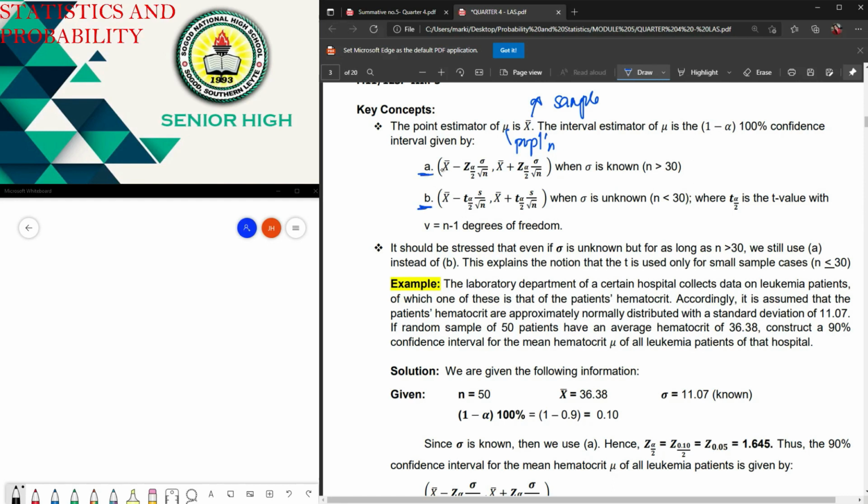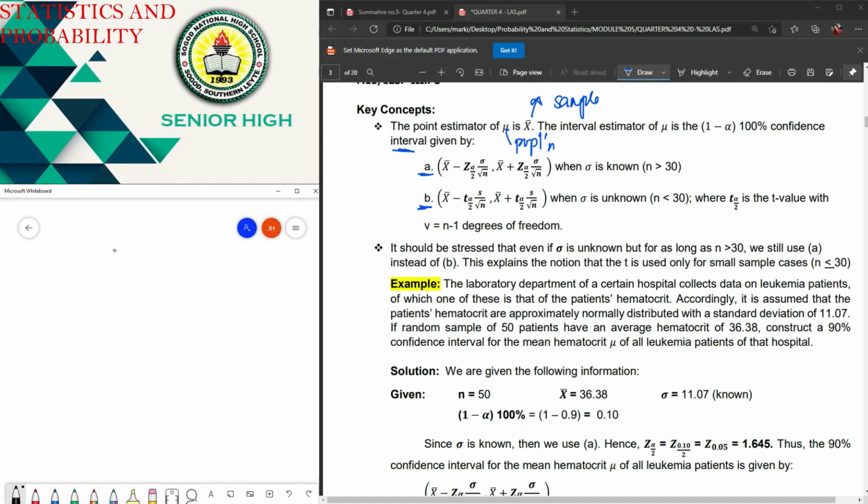The mean of the sample minus z sub alpha over 2, or what we call two-tailed, multiplied by the standard deviation over the square root of n. As you can see, there is a comma because it is an interval, in between that specific number and that specific number. When we say in between or coordinates, it is the same thing.